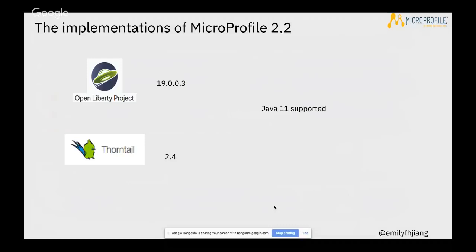In MicroProfile, all of us are working very actively, and look at this amazing release cadence here. We had MicroProfile 2.2 released only in mid-February, and now we already have OpenLiberty 19.03 implementing MicroProfile 2.2 for you to try. And also Thorntail 2.4 has the implementation as well, and both of them support Java 11. So you can go ahead and try out what I have described in the previous few slides, plus some other features you are interested in under MicroProfile.